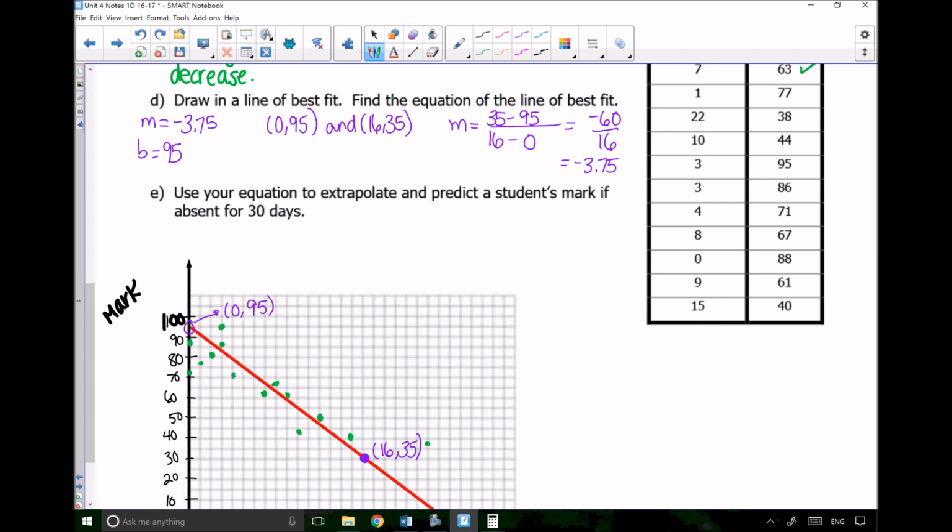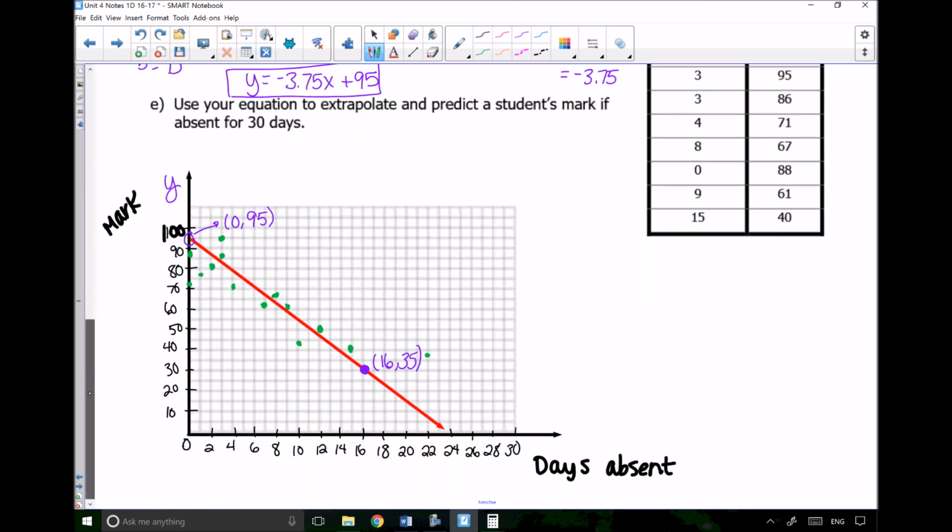My y-intercept is 95. So I can say that y equals negative 3.75x plus 95. Okay, but I have to make sense of this equation. So what does y represent? Well, y represents my mark. So a student's mark is equal to, it starts off, generally, we would expect that it would start off at around a 95. We would expect people to get a 95 in the class, just because sometimes they'll make some mistakes even if they're in class every day.